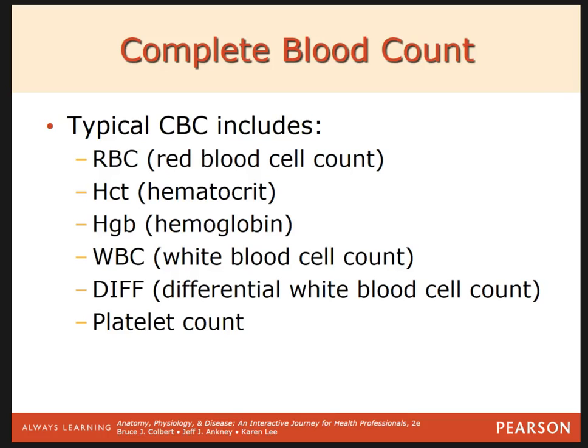Now let's talk about the different types of blood tests that we can use. So a CBC, or a complete blood count, includes all of the different blood tests. That includes RBC count, which is a red blood cell count, an HCT, which is a hematocrit, an HGB, which is a hemoglobin, WBC, which is a white blood cell count, and the differential white blood cell count, identifying those 5 different types of white blood cells and what each one does, and if they're elevated, what kind of infection may be going on, as well as a platelet count.